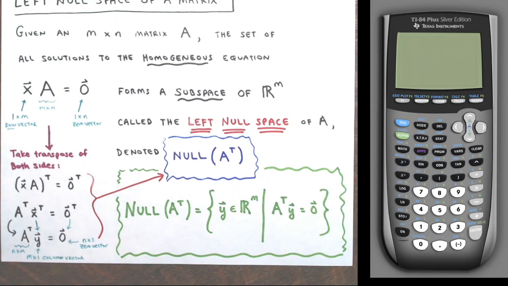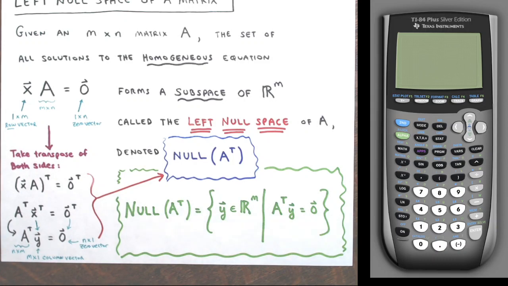Another way you could state this is that the left null space of A, or the null space of A transpose, same thing, is all the vectors in Rm that satisfy the equation A transpose times Y equals the 0 vector. All the vectors that satisfy that equation. All right.